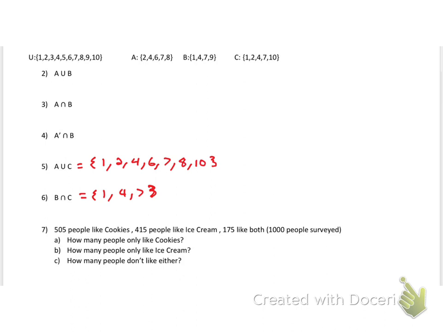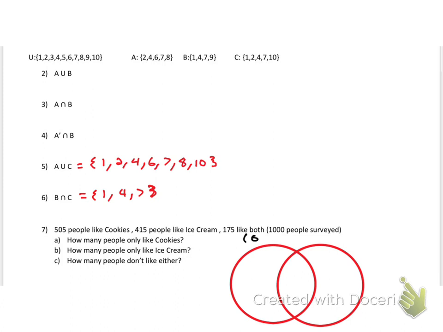Number 7, I'm going to set up a Venn diagram. I got cookies and ice cream. 175 like both. 505 like cookies, so I need to subtract the 175 that like both. So 330 like cookies only.